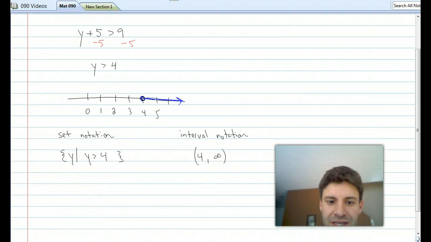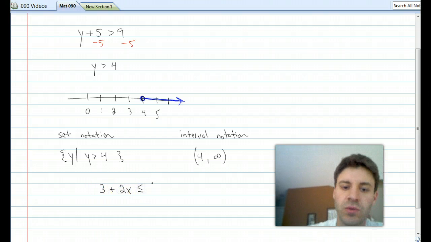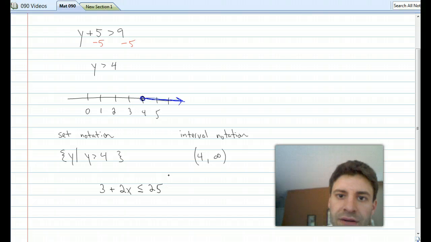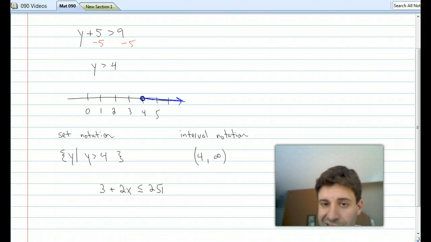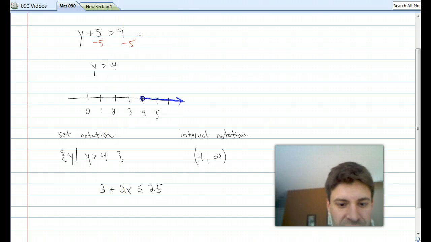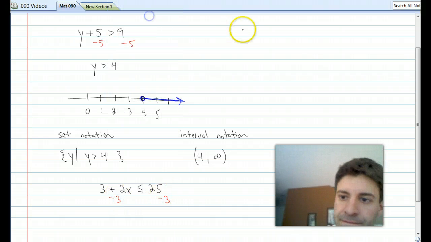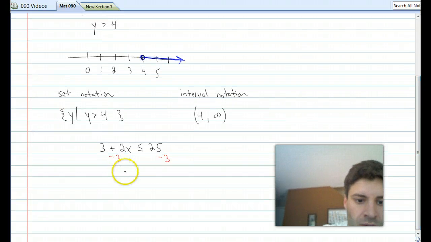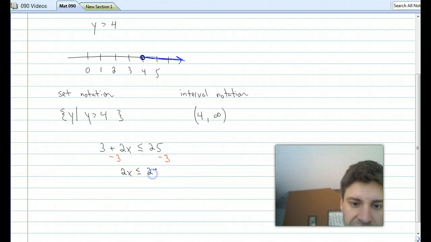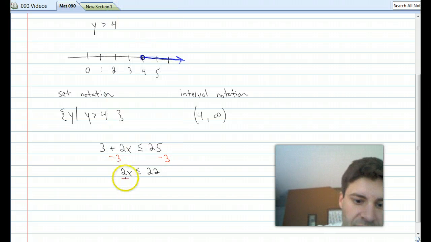Okay, let's do a slightly harder example. Let's do 3 plus 2x is less than or equal to 25. Let's solve that inequality. Now, it's not too difficult because it's just like solving an equation. Getting x in this case by itself means we're going to subtract 3 from both sides of the inequality. We're left with the 2x on the left side, and 25 minus 3 is 22 on the right side. Now, to get x by itself, we have to divide by a 2.